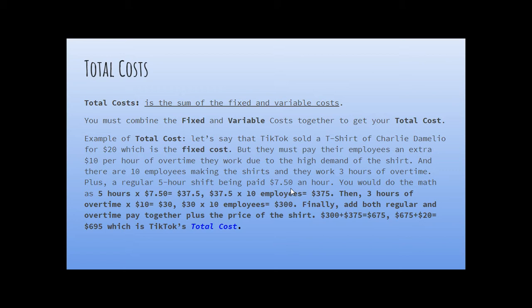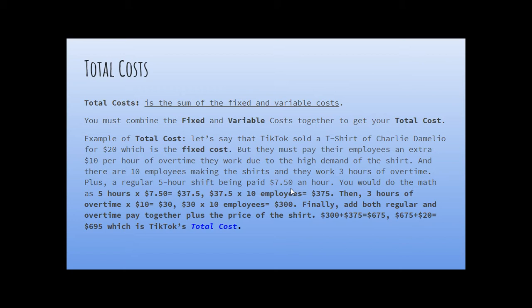All right. So I'm going to write some numbers down on the board to work out the total cost. An example I gave was, let's say TikTok sold a shirt of Charlie D'Amelio for $20. $20 for the shirt is the fixed cost. That's how much they sell the t-shirt for.